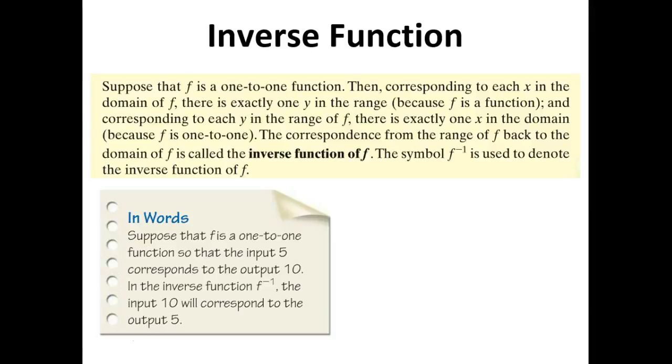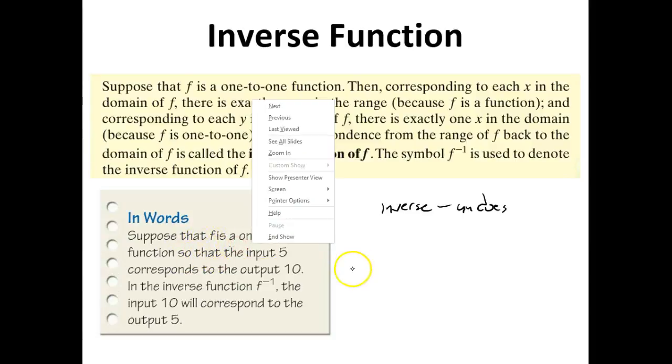Well, what exactly does that mean? Like, how is that working? When I think of inverse, an inverse is what undoes. So if I paint a house, the inverse would be scraping the paint off. It's undoing it. If I drive into the garage, the inverse would be backing out. So inverse undoes. In words, what this means, suppose that f is a one-to-one function.